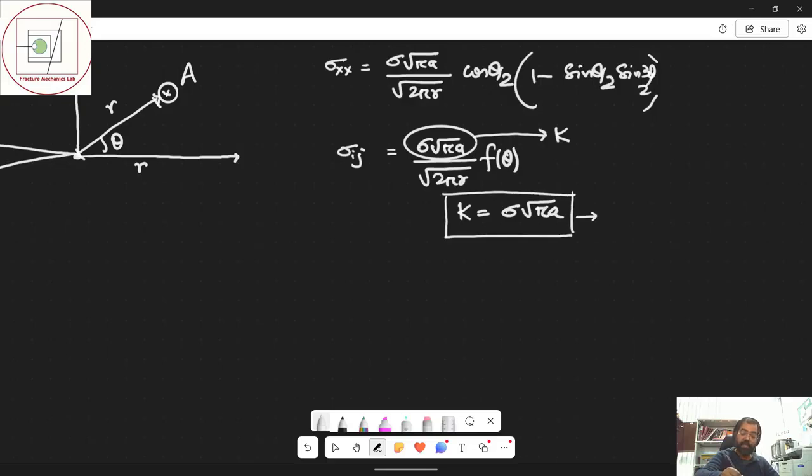And this is in plane strain. It is called plane strain fracture toughness, and we'll discuss why it is called plane strain fracture toughness. Okay, fracture toughness. So now let us start with the formulation first, and then we will discuss why it becomes a material property in plane strain.